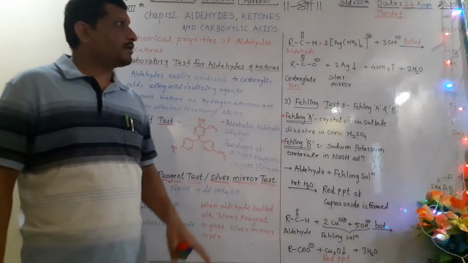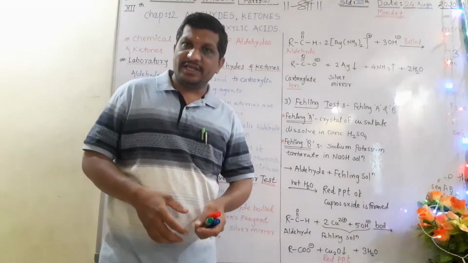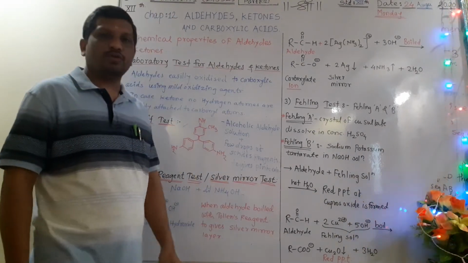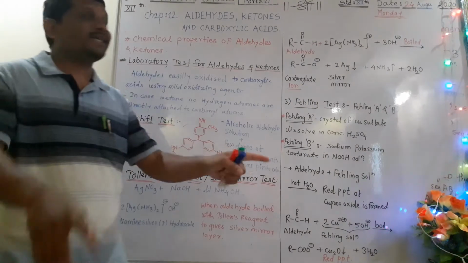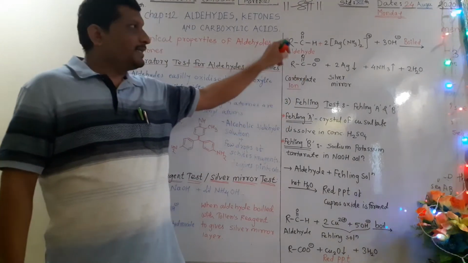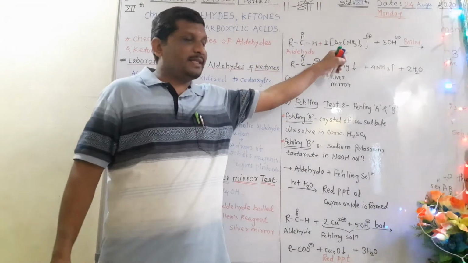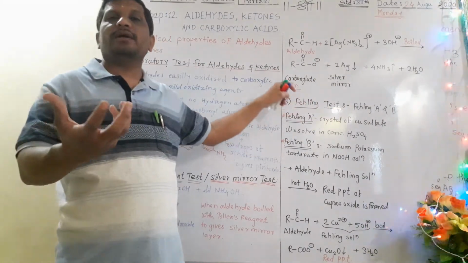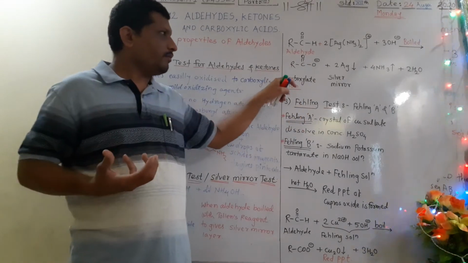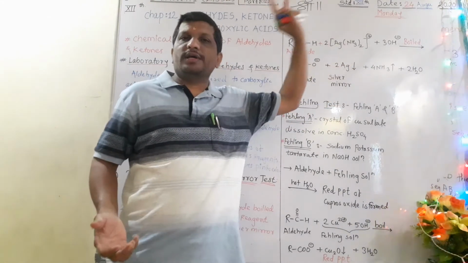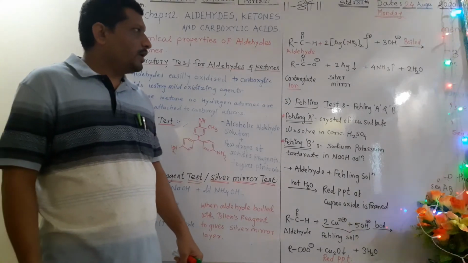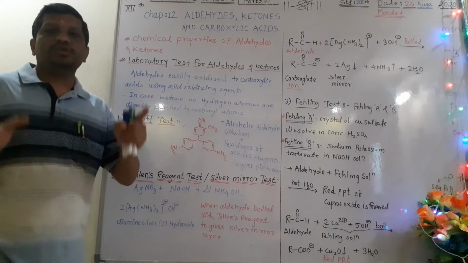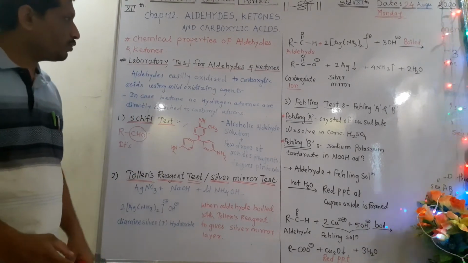The aldehyde reacts with twice [Ag(NH3)2]+ and three hydroxide ions. Boil this solution to give the carboxylate ion, and silver is separated. This silver forms a lower layer like a silver mirror, and ammonia and water are released. In this way, these two tests confirm that the given solution contains the aldehydic functional group.